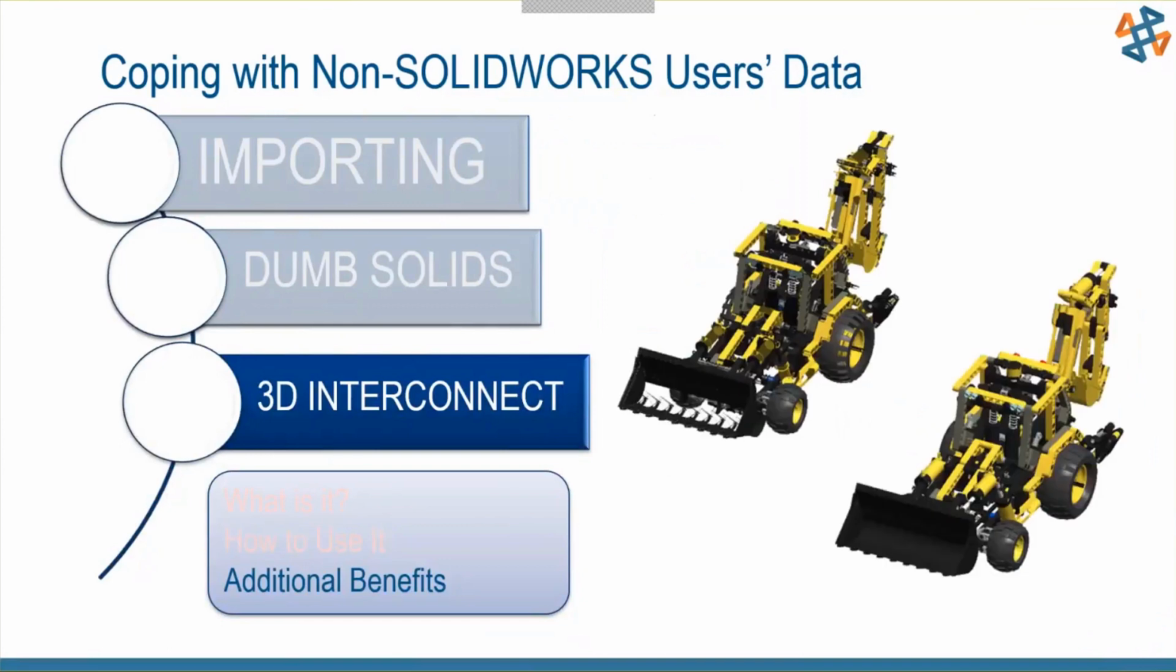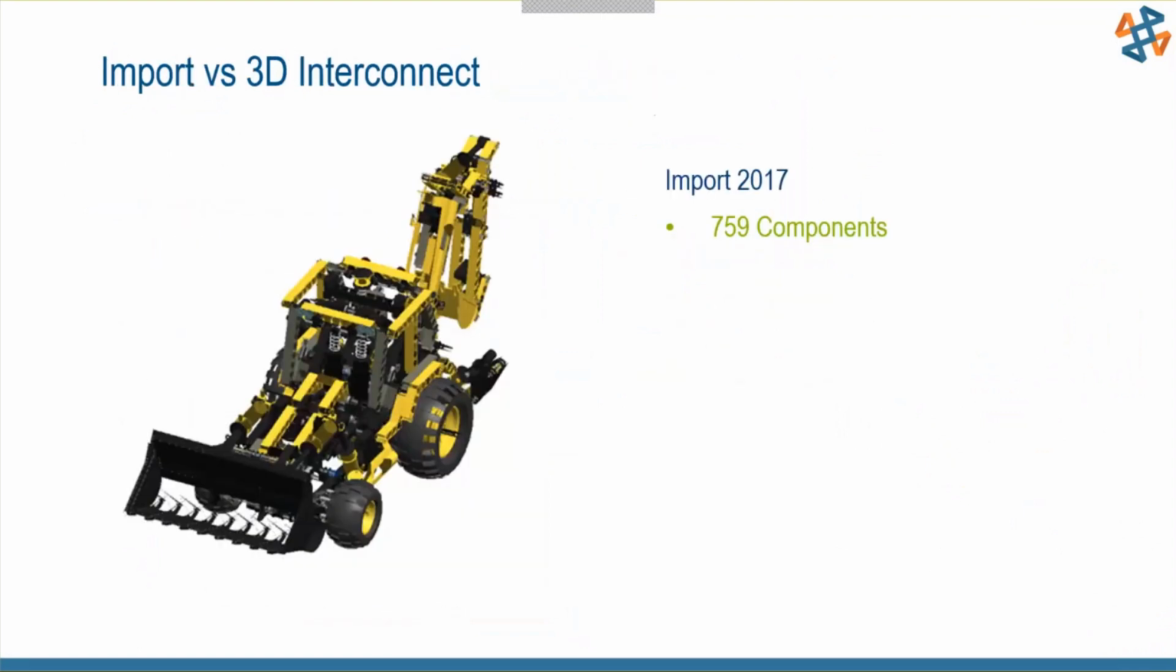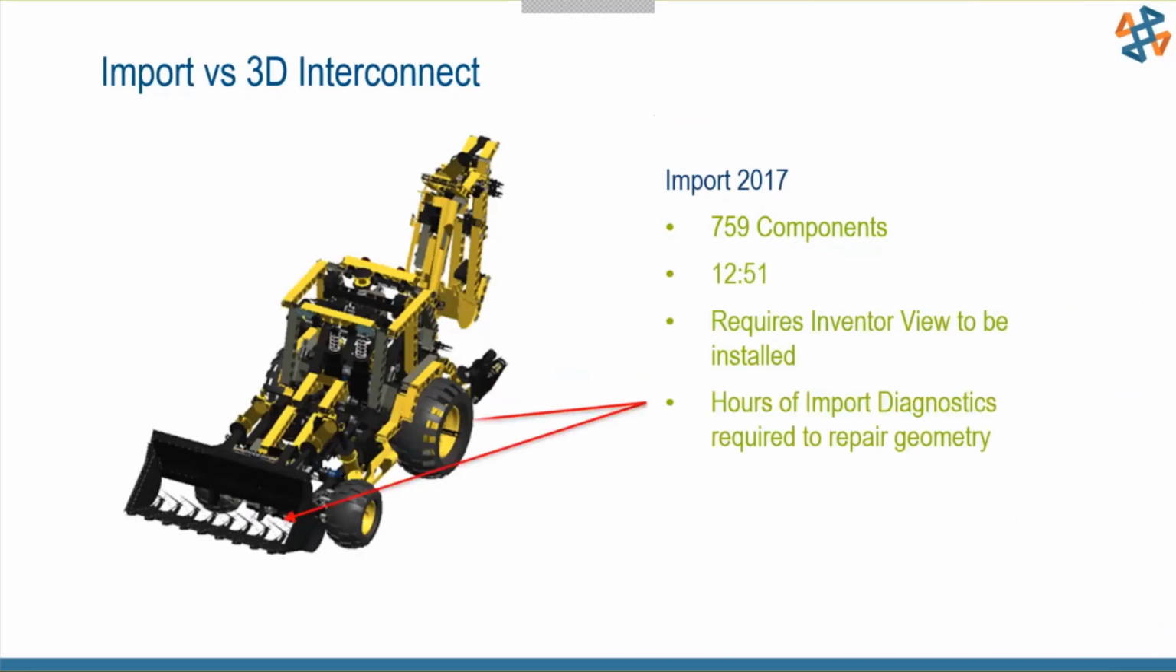So let's close out with some of the other reasons that we might want to look at 3D Interconnect technologies. For a simple case study, we got an Inventor assembly from GrabCAD. Using our standard import methods in 2017, this file had 759 components. It took 12 minutes and 51 seconds to open, and in order to open it, you had to have Inventor View installed. And there are hours and hours of import diagnostics work that needs to be done, not to mention no link back to the original CAD file.